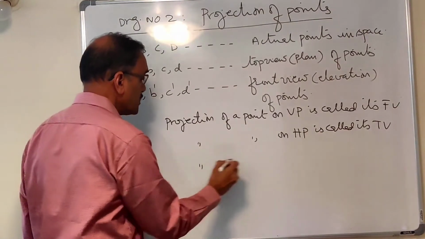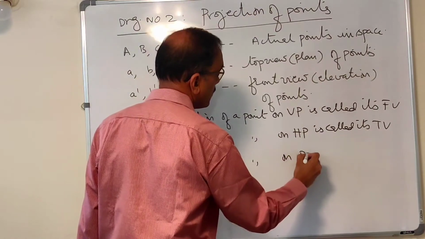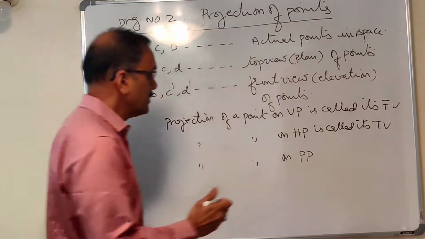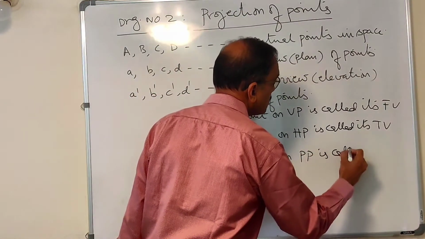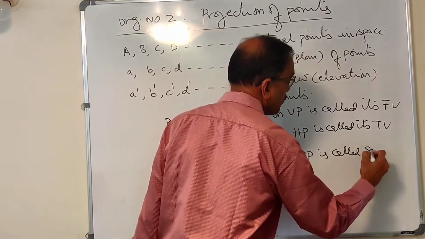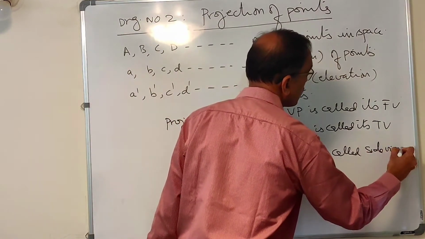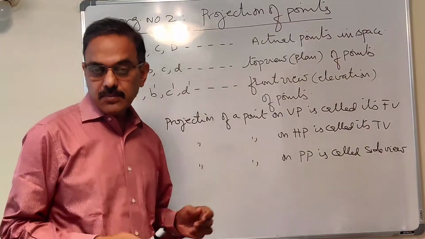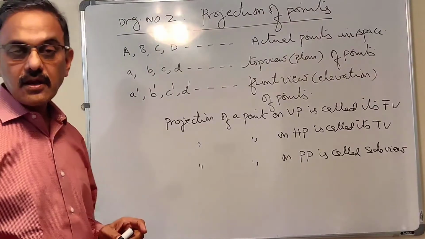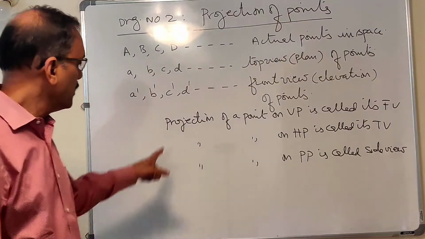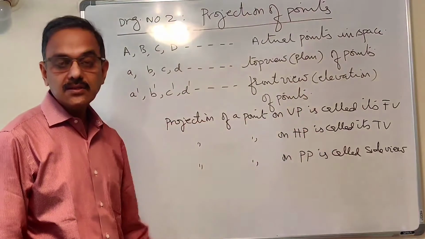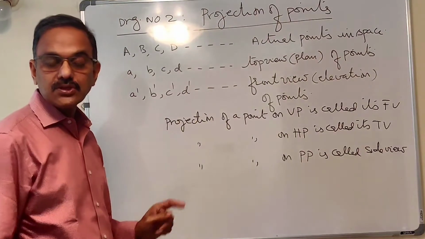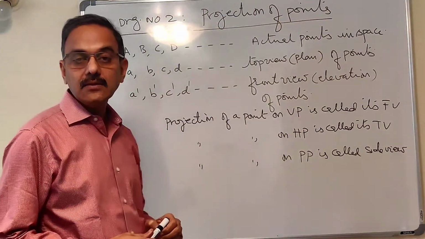And then projection of a point on PP, PP meaning profile plane, the side wall of the room, is called the profile view or side view. You can call it side view or profile view. Okay, so these are the basic definitions of orthographic views. I once again repeat: projection of a point on VP is called its front view. Projection of a point on HP is called its top view. And projection of a point on PP is called its profile view.